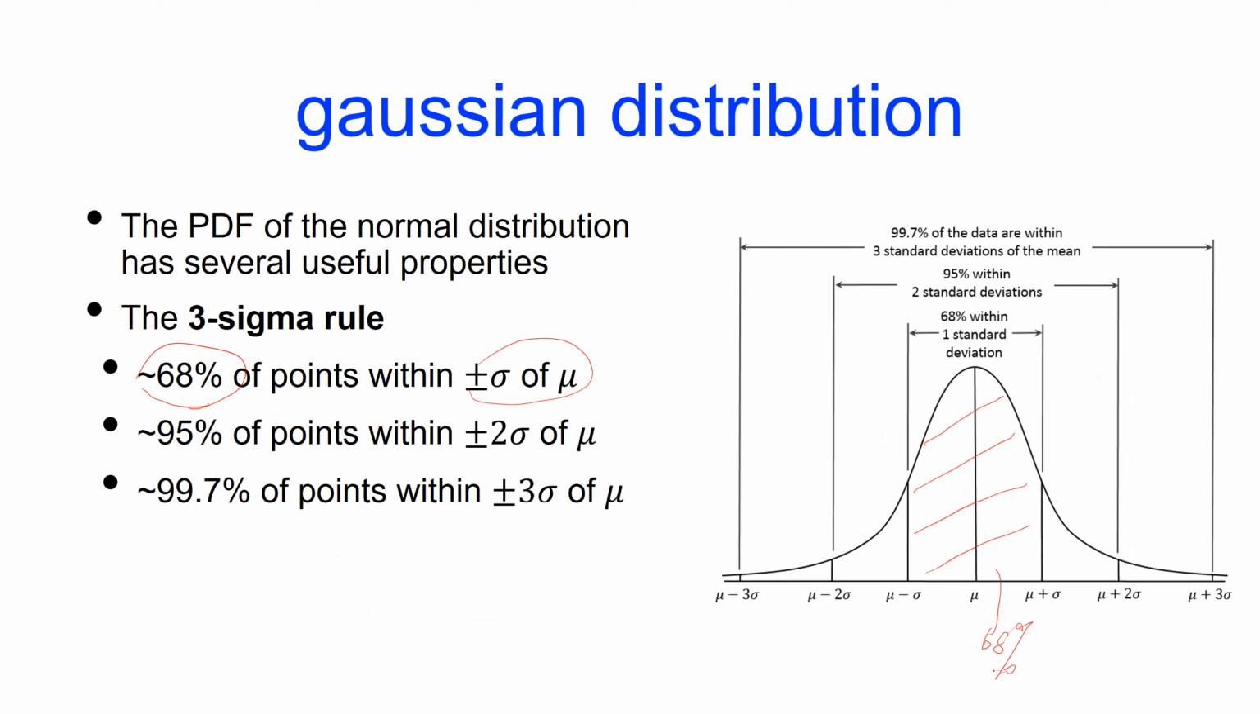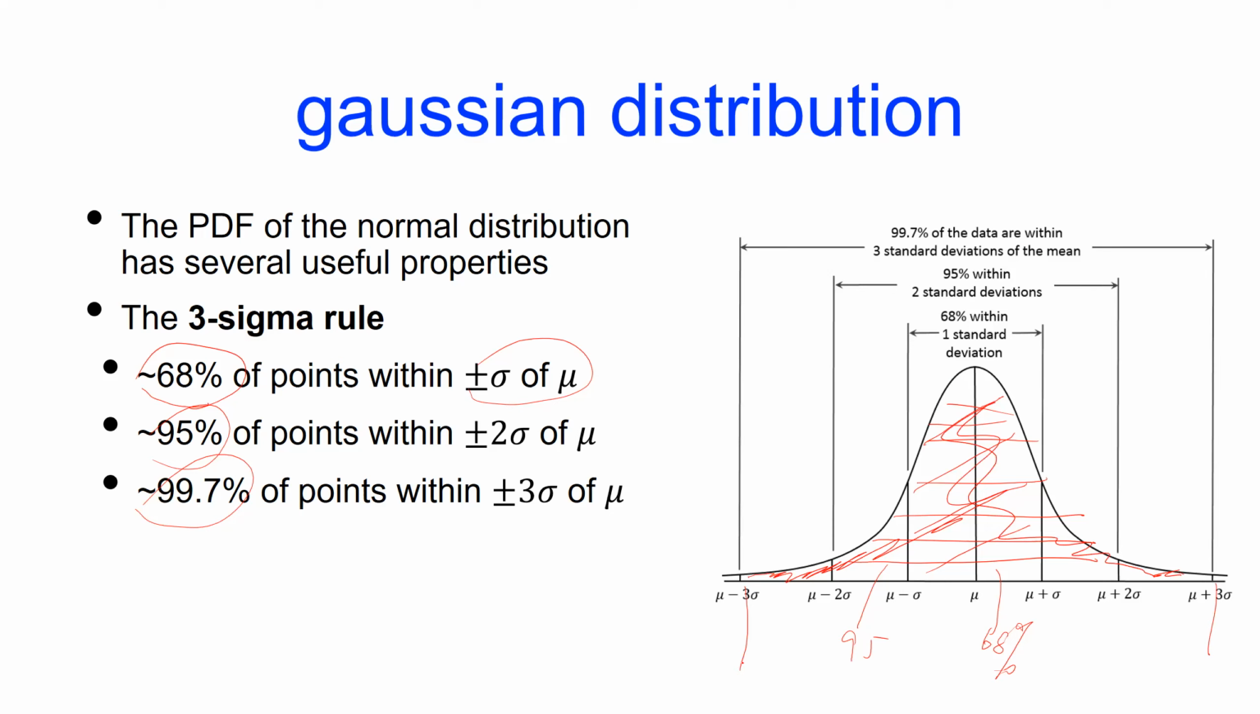All right. And then 95% of points are within plus or minus 2 sigma. That means this area will fall into 95%. And then 99.7% of the data is within 3 sigma of your mean. So that means this is 3 sigma, this area, 99%. That means a very, very tiny amount of data points will fall more than 3 sigma away from your mean.